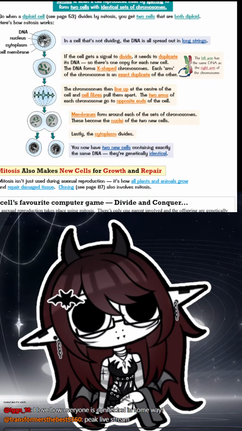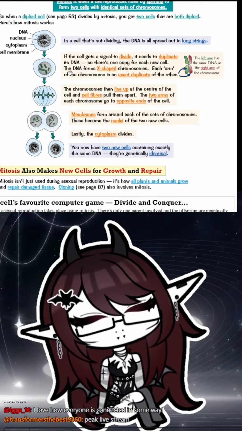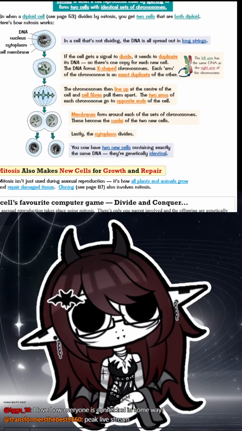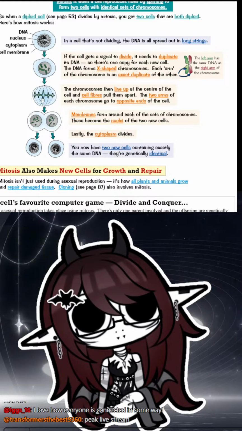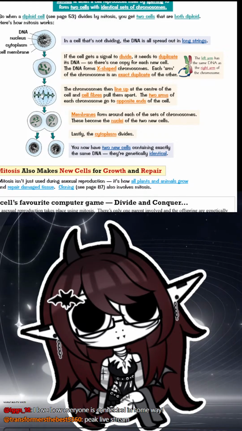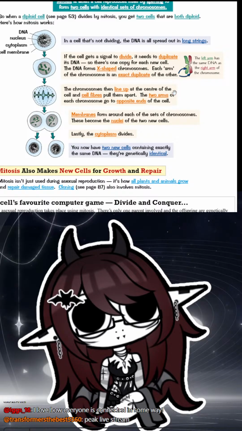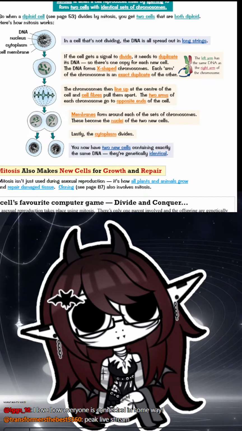We can see, instead of the DNA all being tangly strings, it's going into these X-shaped chromosomes. And now, the chromosomes are at the middle. They line up at the center of the cell, and cell fibers pull them apart. The two arms of each chromosome go to opposite ends of the cell.